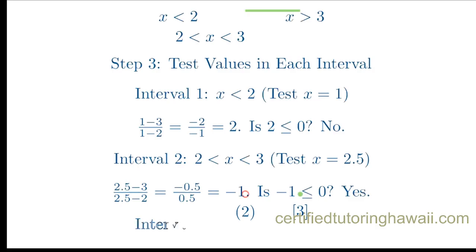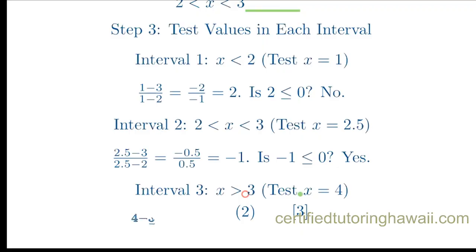For the interval x greater than 3, let's test x equals 4. Plugging it in gives positive 1 divided by positive 2, which is 0.5. This is not less than or equal to 0, so this interval is not a solution.